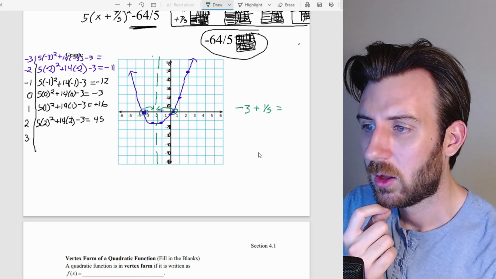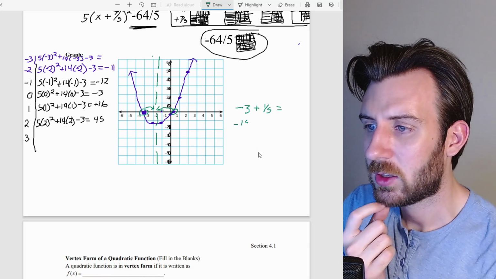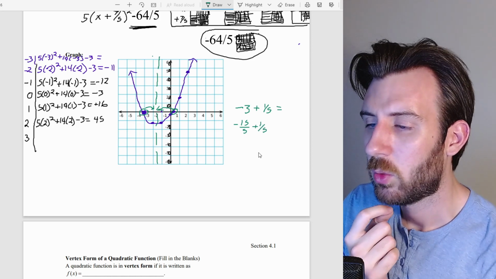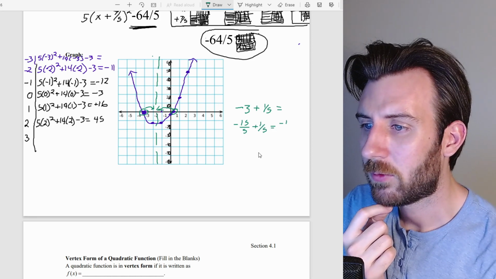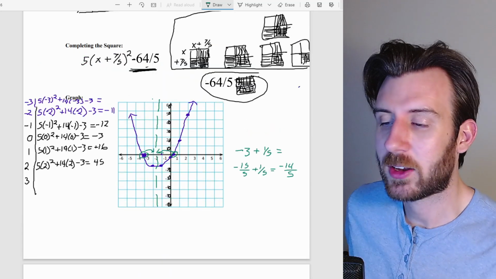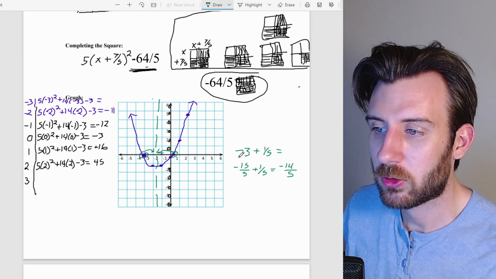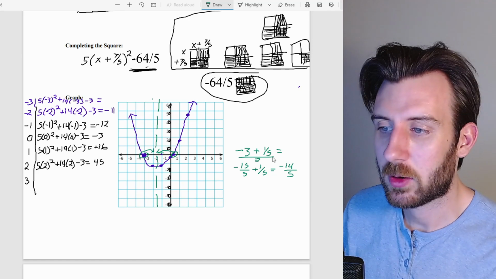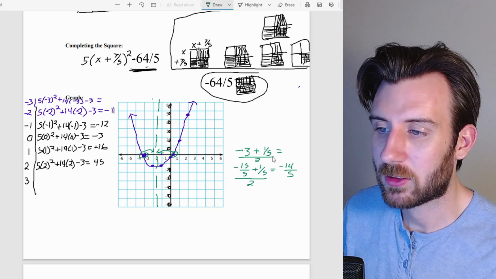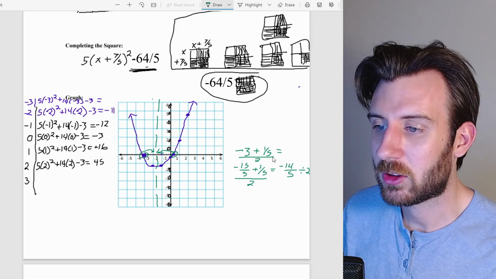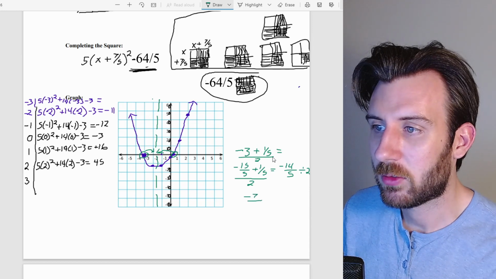That would get me negative 15 over 5 plus 1/5, which would be equal to negative 14/5. Oh no, because I didn't average it at any point, did I? I needed to actually have divided this entire thing by 2, right? Okay, so I'm adding them together and dividing by 2 to get that average. So I need to take this whole thing and divide it by 2. So that should get us, let's see, negative 7/5.